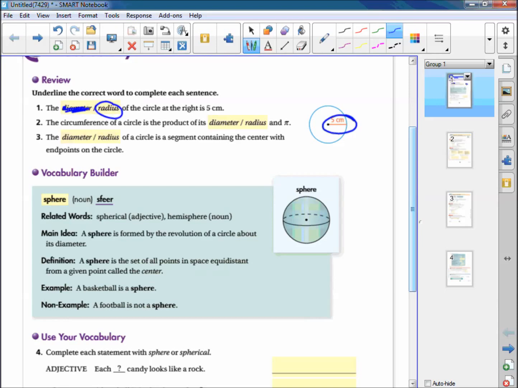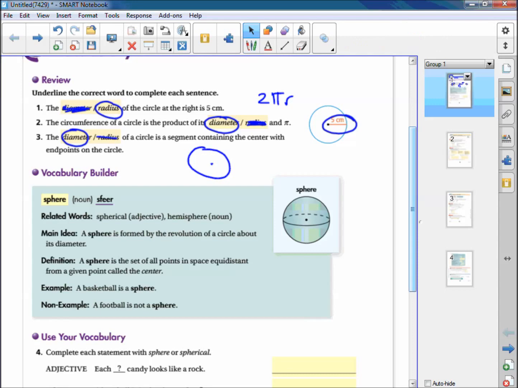Okay. Number two, the circumference of the circle is the product of the diameter and pi, or it can be 2 times pi times the radius, because remember 2 radius is the same length as a diameter. Number 3, the diameter of a circle is a segment containing the center with the endpoints on the circle. Okay, so our segment needs to have the center in it and the endpoints are on the circle. So that green segment contains the center.